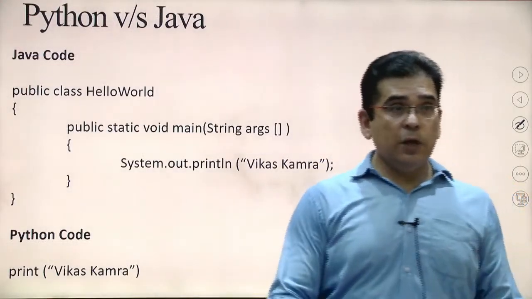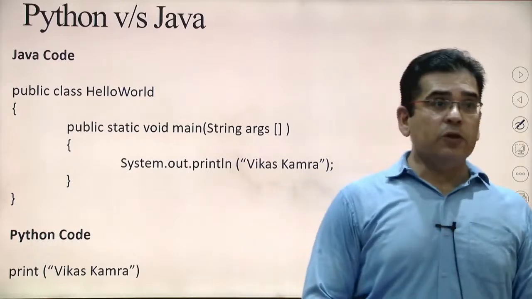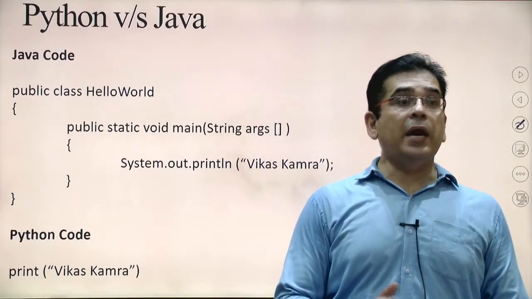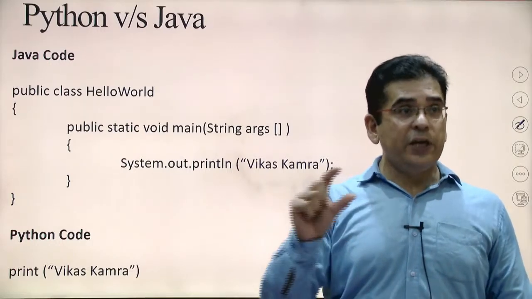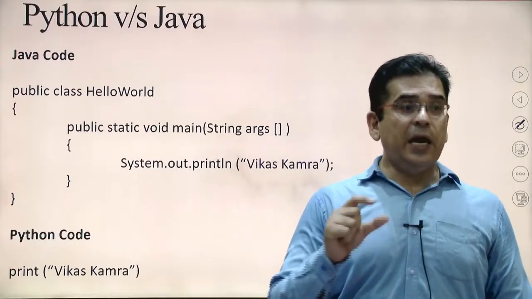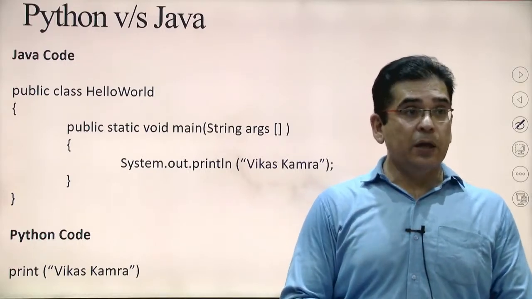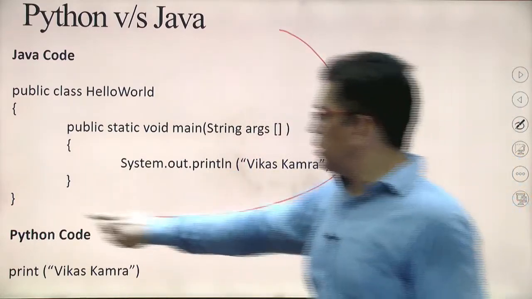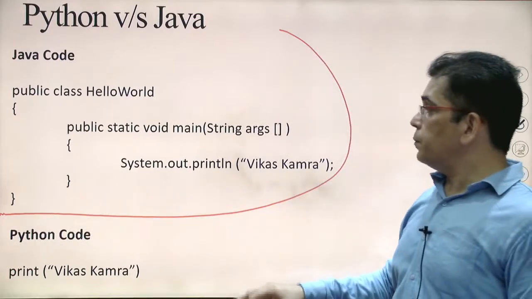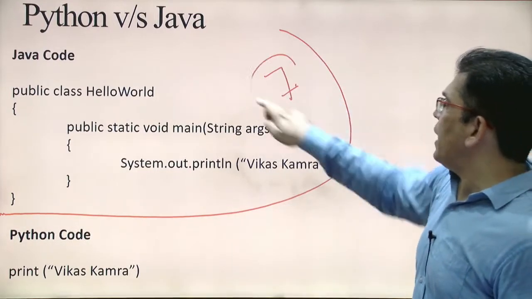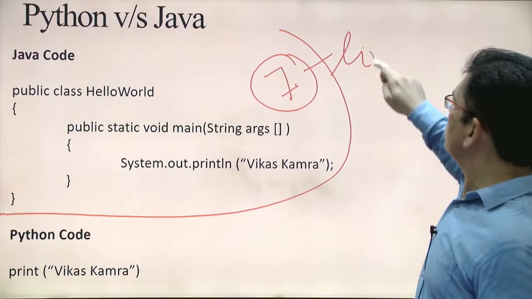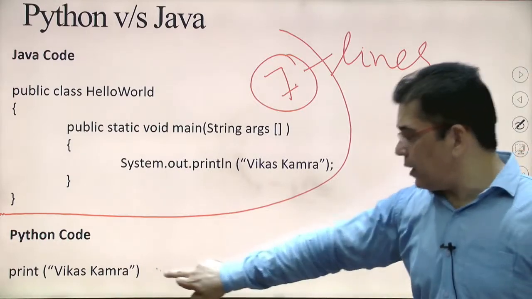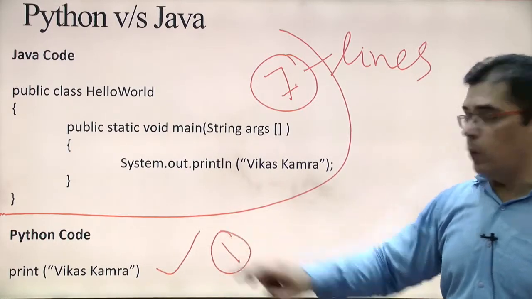Okay. Now the main part, the difference between Python code and Java code. Here I just want to print my name on the screen. I have written a Java code for this and a Python code for this. You can just check it here. This first one is your Java code. Here 7 lines are used to write the program, but the same thing can be done in Python with 1 line.